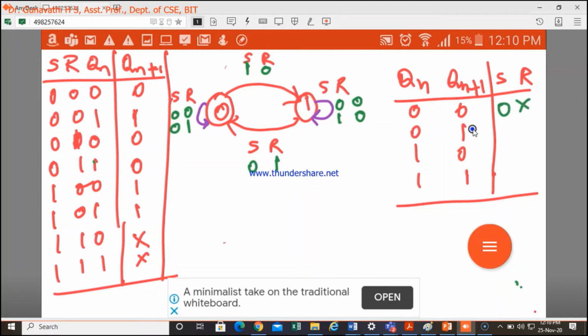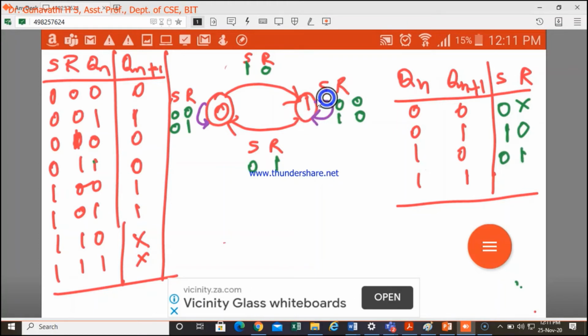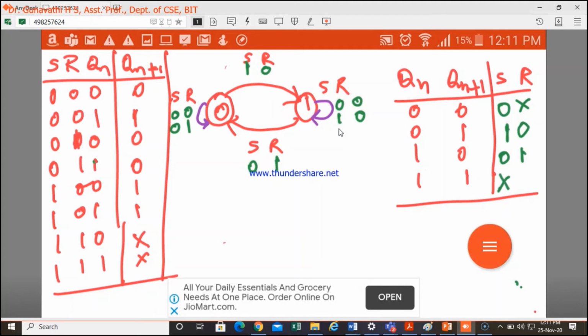Next, 0 to 1 transition, when S and R was 1 0. So write down 1 0. 1 to 0 transition, when S is 0, R is 1. Now, 1 to 1 transition, when S is changing here, so S is don't care, R is 0. I can write R 0.